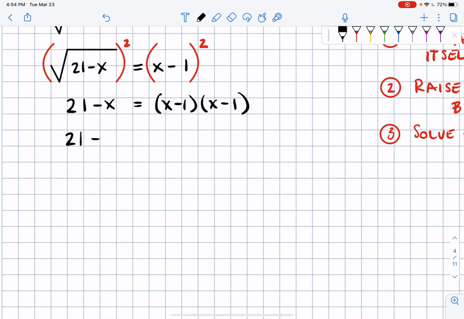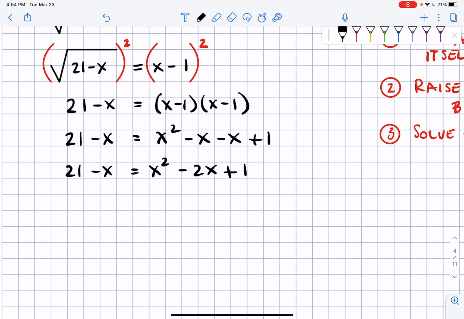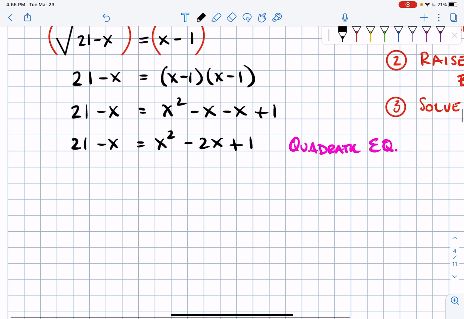So I'm going to have 21 minus x equal to x squared minus 2x plus 1. I see a square term and an equal sign. So what does that tell me? That tells me that this is a quadratic equation, okay? So that means I gotta get everything to one side, so I gotta subtract that 21 over, I gotta add the x over.